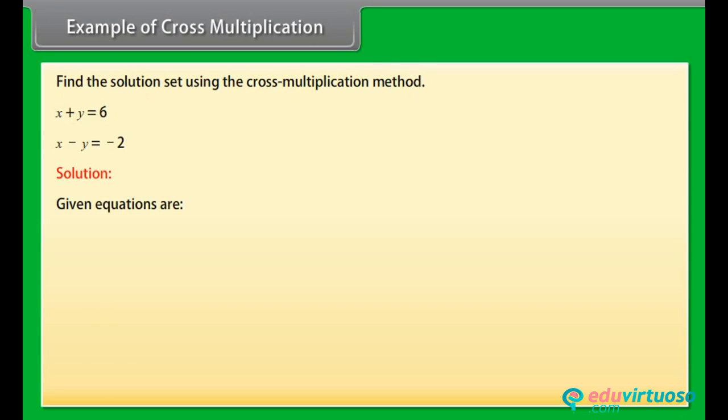Solution. Given equations are x plus y is equal to 6. It implies x plus y minus 6 is equal to 0.